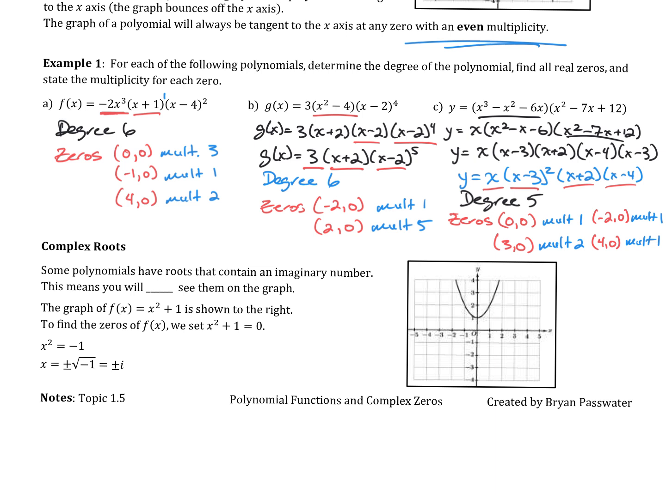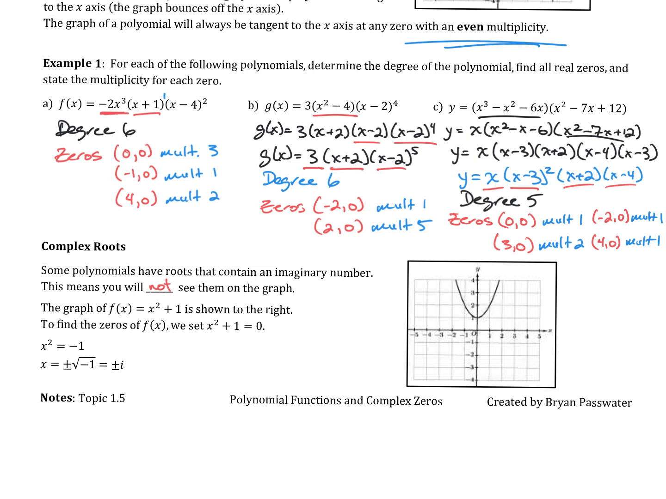So now let's talk about complex roots. Who is the last reader? Complex roots. Some polynomials have roots that contain an imaginary number. This means you will not see them on the graph. The graph of f of x equals x squared plus 1 is shown to the right. To find the zeros of f of x, we set x squared plus 1 equals 0.